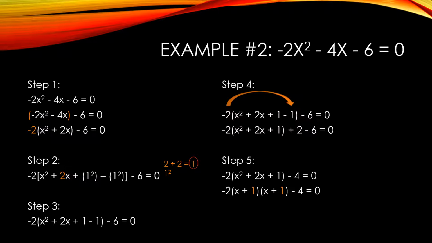We're going to rewrite our trinomial in factored form, and we get two identical brackets here, leading us right into step number 6, where we write those identical brackets as 1 to the power of 2. So my final equation is y equals -2 bracket x plus 1, close bracket, to the power of 2 minus 4.